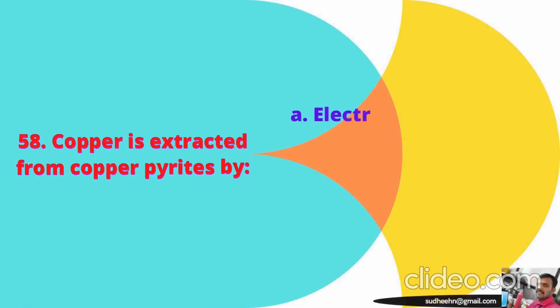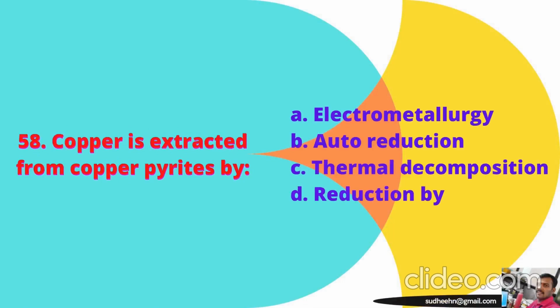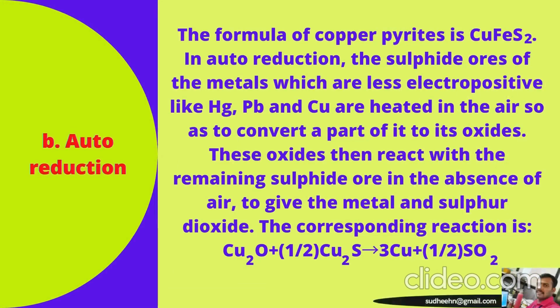Question number 58. Copper is extracted from copper pyrites by: option A, electrometallurgy. Option B, auto reduction. Option C, thermal decomposition. Option D, reduction by coke. And the right option is option B, that is auto reduction.